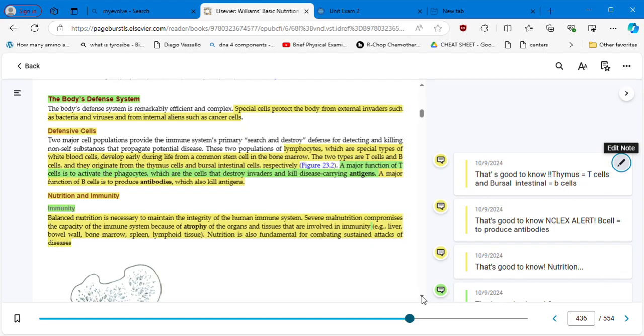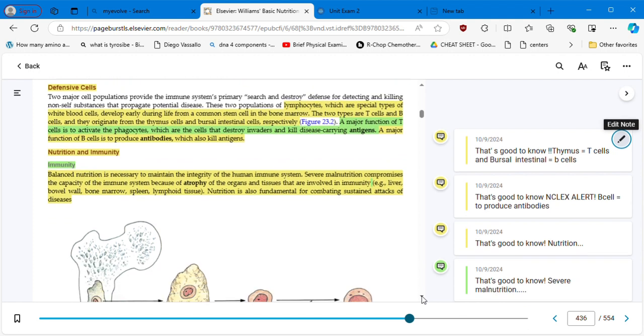And on the other side, you have the lymphoid cells, which are your T cells and B cells, right? So the two types are T cells and B cells, and they originate from the thymus cells. T cells are coming from the thymus, and that's good to know. You need to know your map. T cells are produced by the thymus, and then the B cells by the bursal intestinal cells. That's good to know as well.